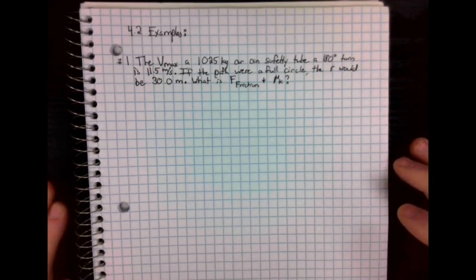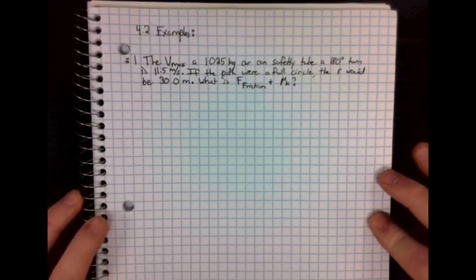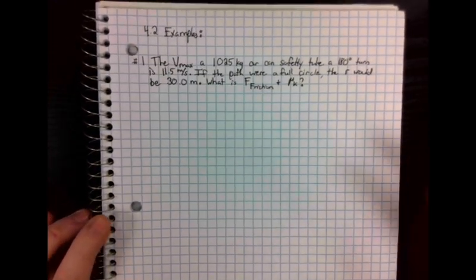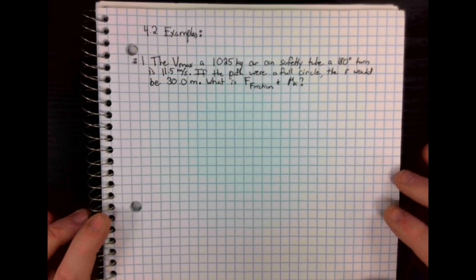Today we're going to be doing the first two example problems from section 4.2. These are the two that do not relate to roller coasters. These are the other types of example problems, the first one being a car and the second one being a bucket.